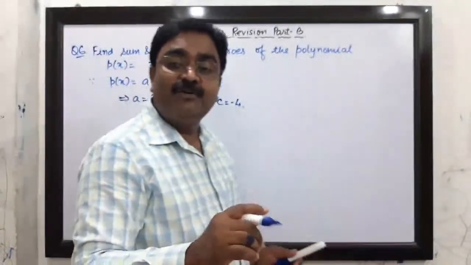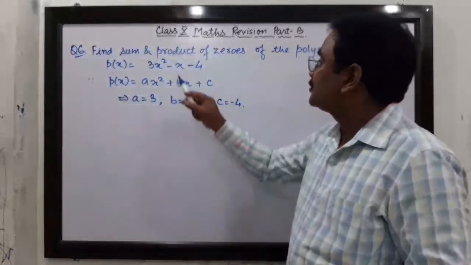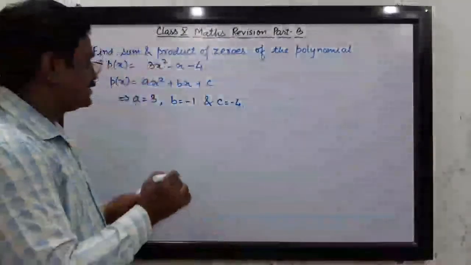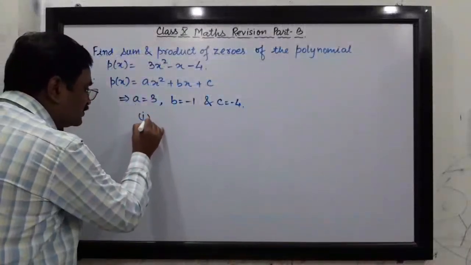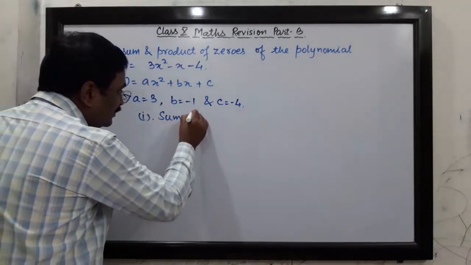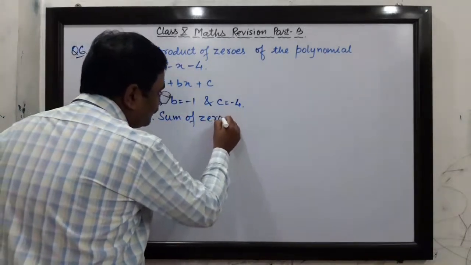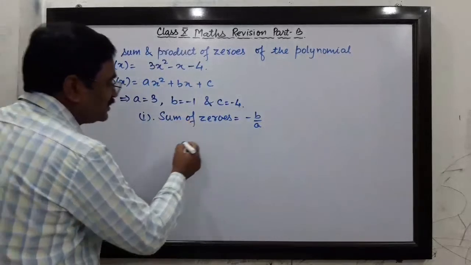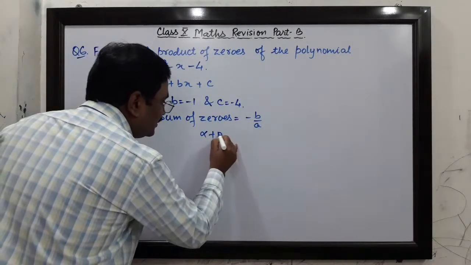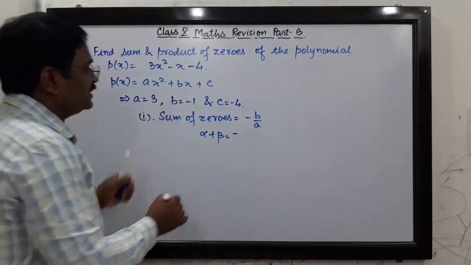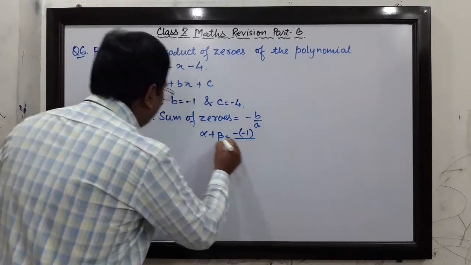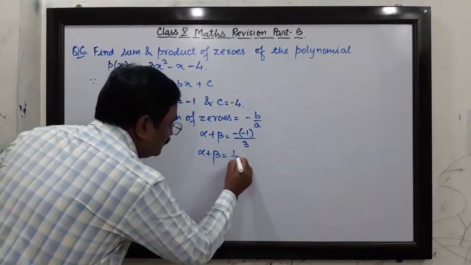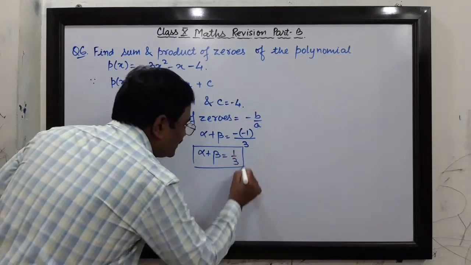After finding the values of a, b and c, now our question asks for the sum and product of zeros, which you can find easily. As you know, the first part, sum of zeros, means minus b upon a, and in mathematical form it is written as alpha plus beta, which is minus b, minus 1, upon a, which is 3. So alpha plus beta is equal to 1 upon 3. This is the first answer.